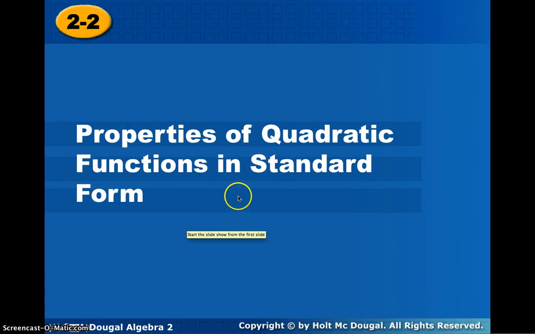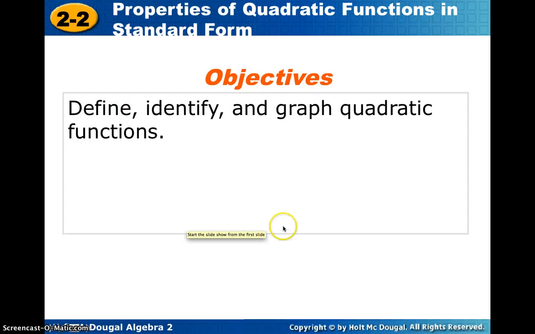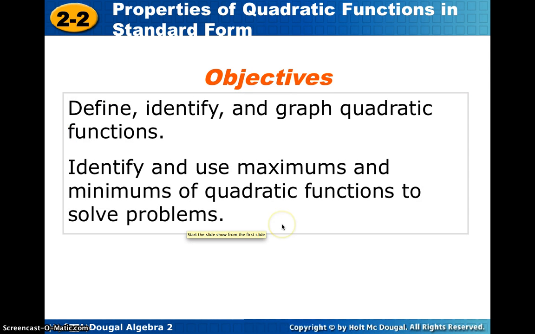Alright, this video is about properties of the quadratic function when it's written in standard form. And we are going to identify, define, and graph quadratic functions, and we're also going to use maximums and minimums.